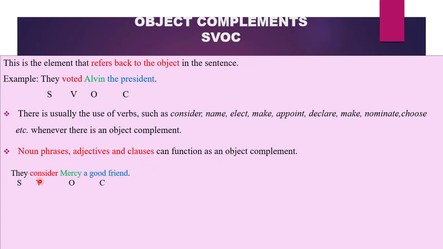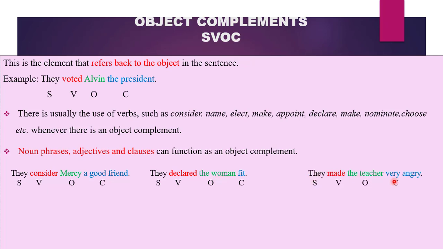They consider Mercy a good friend. They are subject. Consider a transitive verb. Whom do they consider? Mercy, an object. A good friend refers back to Mercy. Therefore, we have an object complement. They declare the woman fit. They are subject. Declare are verb. The woman, our object. Fit, our complement, because it refers back to the state of the woman.